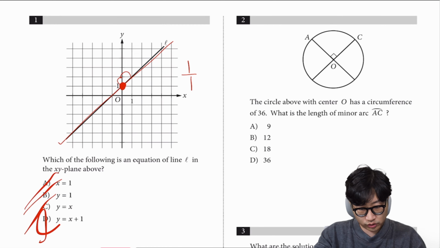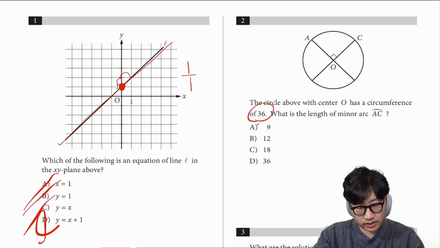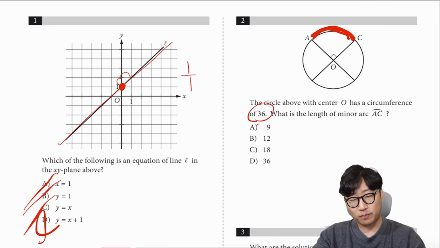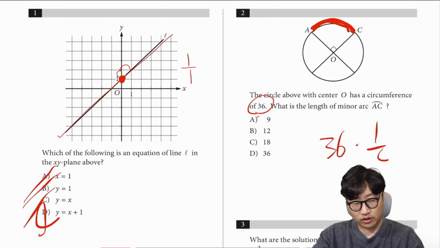Number 2, circle, circumference 36. The minor arc AC, if you look at it, that's just a fourth of a pizza. So take a fourth of that 36 and that's a 9.